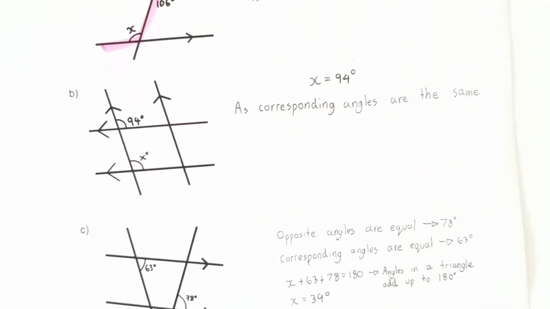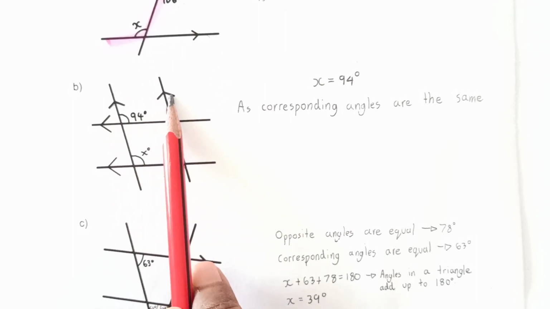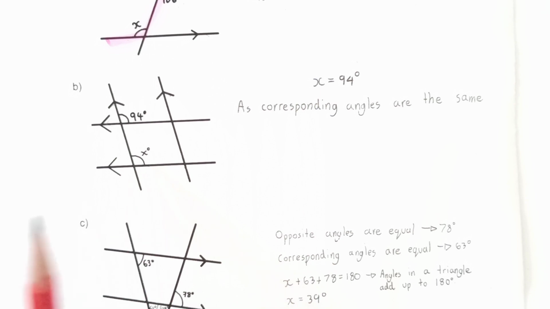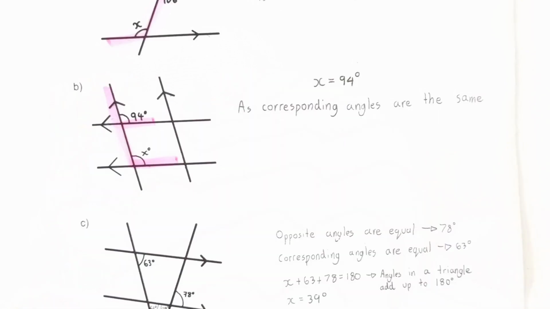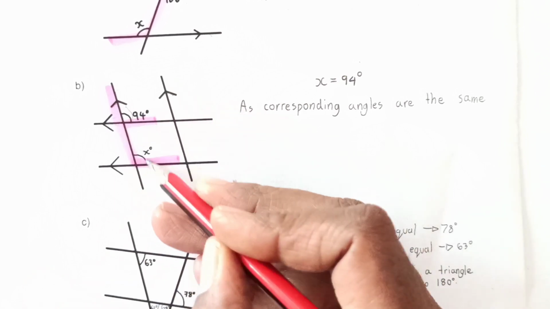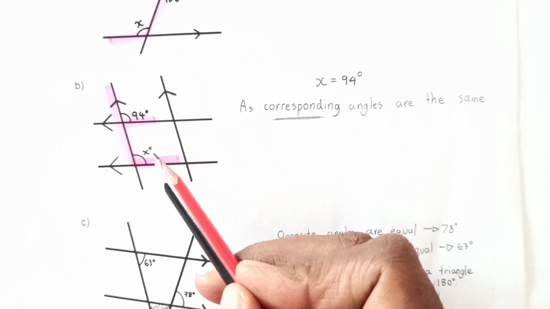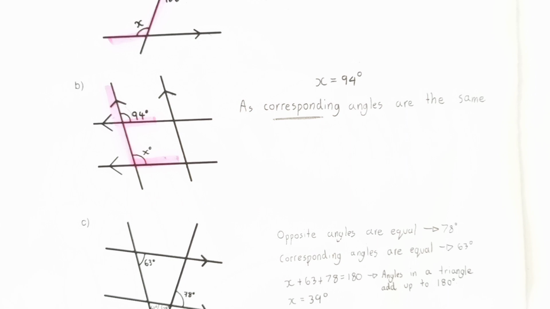Now another one here, we have another pair of parallel lines. You see this arrow shows the parallel line. This line is parallel to this one. Find the value of x. Now we can see we have an F shape here, like this. Okay, so you have an F shape here, this angle and this angle, they are called corresponding angles. So corresponding angles are always equal. So if this is 94, x is also going to be 94, right?